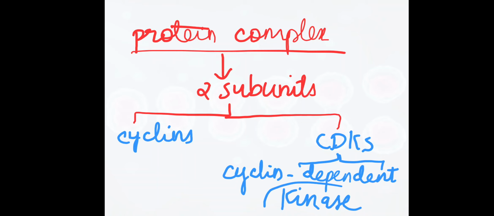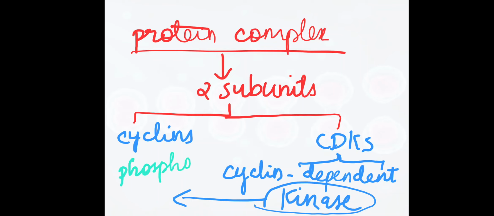Remember this word kinase. Whenever you hear kinase, it is an enzyme which catalyzes phosphorylation, that means insertion of a phosphate group to the substrate, to the component. So a kinase is an enzyme which catalyzes the phosphorylation reaction.